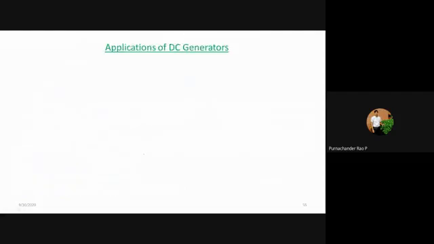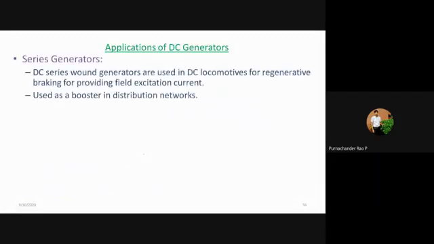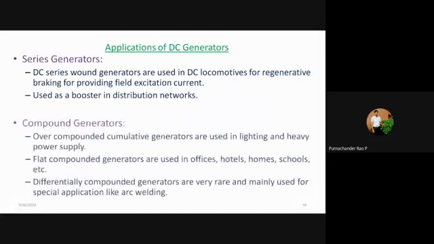Okay, and then next the applications of series generators. These series generators are used in DC locomotives for regenerative braking, and they are also used as a booster in distribution networks. In distribution networks, the voltage goes on reducing, so we need to boost up the voltage. Because of its characteristics, as the load is increasing, the voltage is increasing, and therefore they are used as boosters.